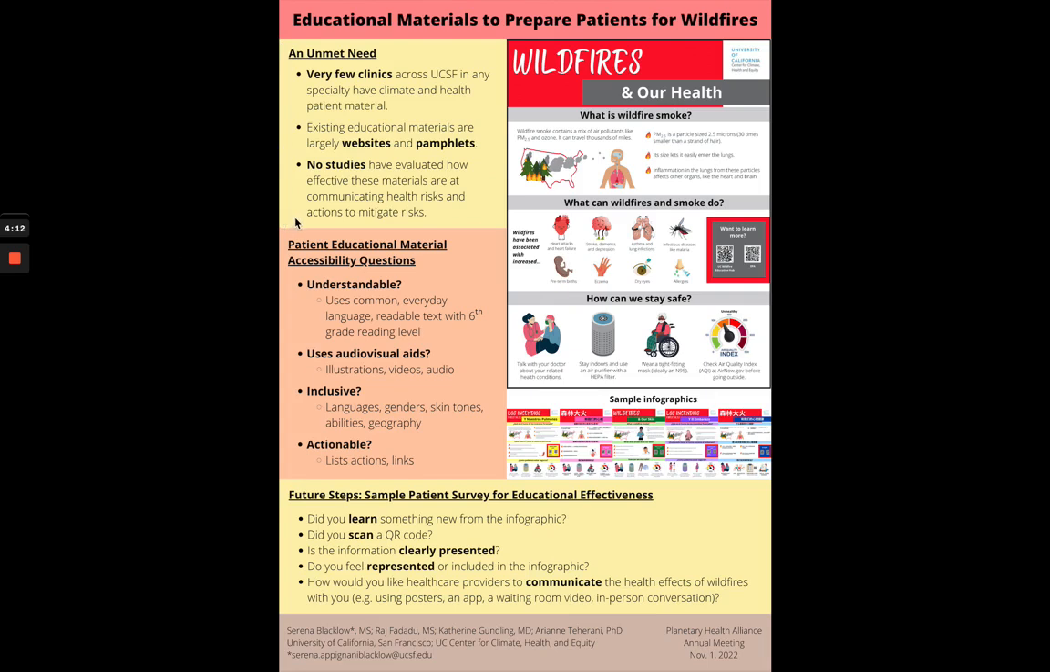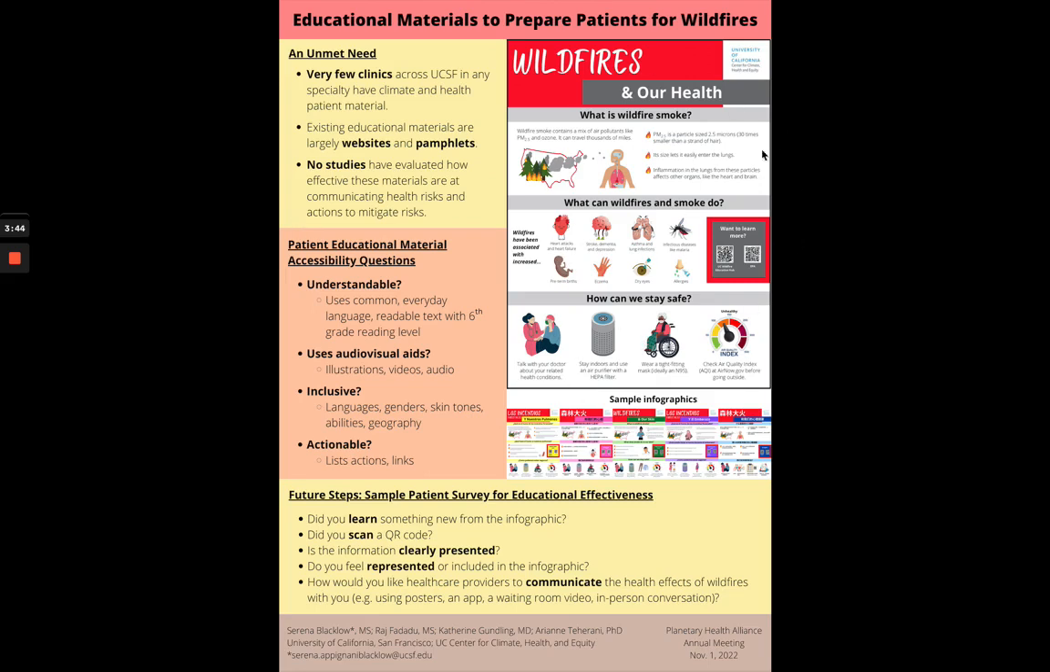We found that very few clinics have any sort of materials. We found that educational materials that are existing are mostly websites and pamphlets which are really wordy and not interactive. And then no studies have evaluated how effective these materials actually are at communicating the health risks or actions patients can take to mitigate their health risks. So we decided to create infographics with the user experience in mind.